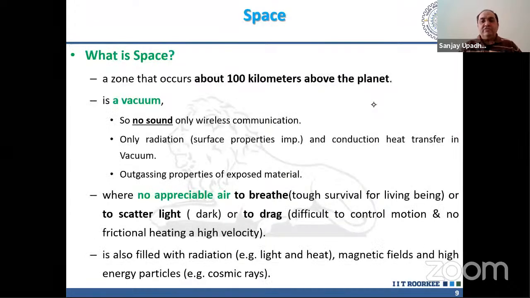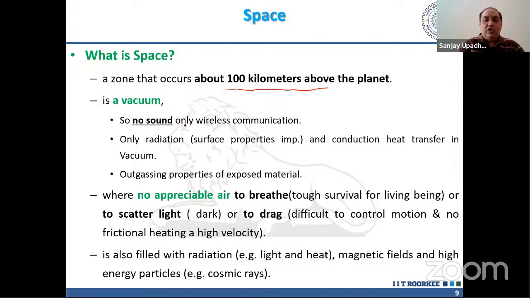So now the second question, what is space? Why I am briefing you is because we are going into inflatable structures, and why inflatable structures are essential. That's why it is required to brief knowledge of this universe and space. So what is space? Space is a zone that occurs about 100 kilometers above the planet. It is a vacuum, there is no sound, only wireless communication. That's why we have sent these space shuttles in the orbit. With the help of this, we can transmit any technology, or utilize this technology on Earth.